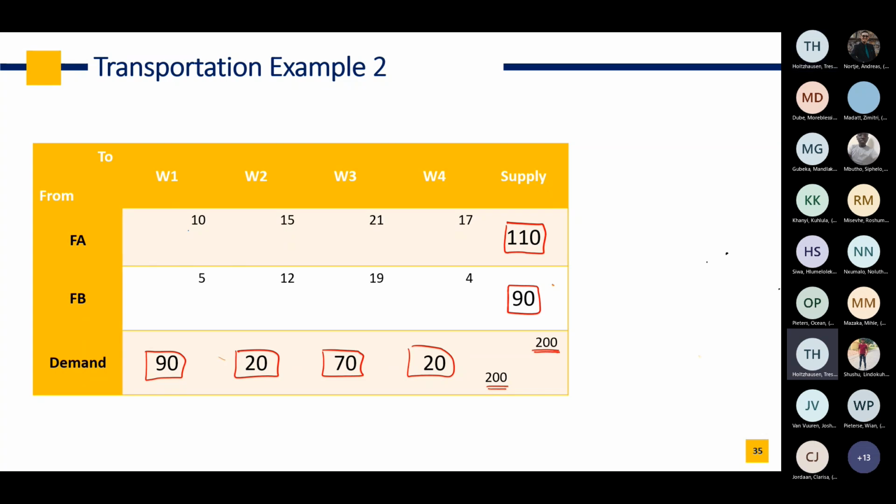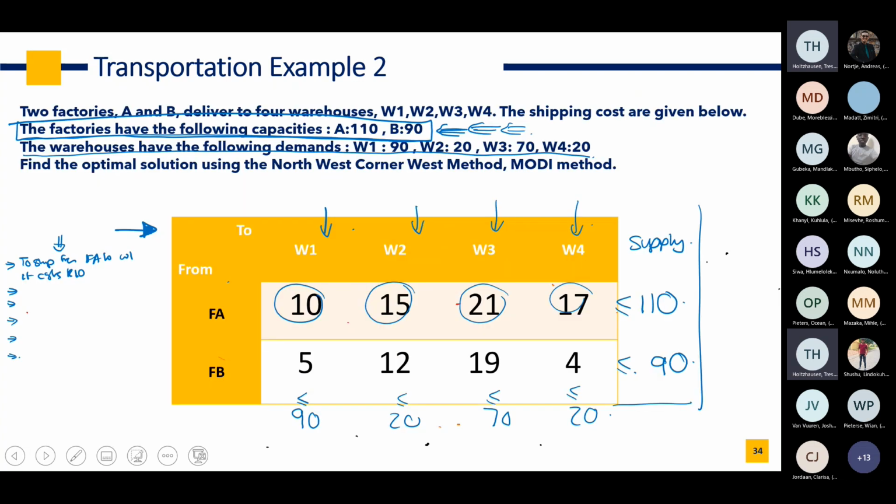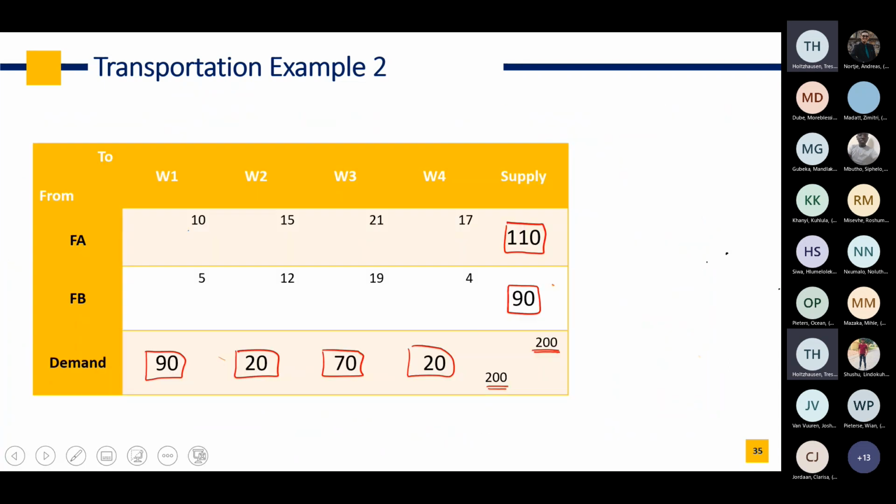If it does, we're good. So what we have now is that we've taken our information and put in our costs. For factory A to warehouse 1, we were told it's 10, so it sits in that nice little table. We then added the information we have about capacities to our table, in the areas that were necessary. So we had the 110, the 90, the 90, the 20, the 70, and the 20. And we then just shove our costs to the corner, and we have the basic structure of our table.